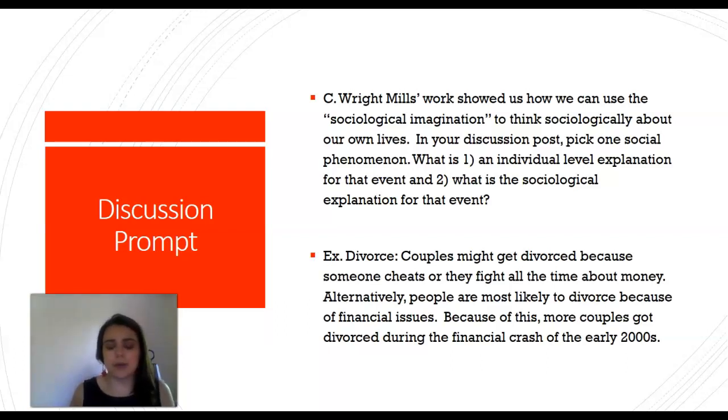All right, so in the first part, we had this individual level explanation for why a couple might break up. In this second part, we're looking at, well, how might what's happening in the surrounding society in that historical period influence these couples and drive a divorce rate? Okay, so for this prompt, I want you guys to come up with your own example, some sort of social phenomenon, and then what the individual level explanation might be, and then how a sociologist could explain that. Okay, and I will, of course, be going through the discussion. I'll be commenting along with you guys to make sure that everyone's on the right track.